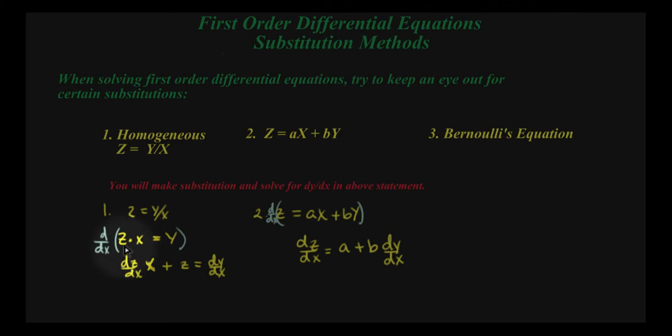Product rule says derive z first times x with no change plus the derivative of x is 1. You don't need the dx, they cancel out. And then times the z with no change equals 1 times the derivative of y with respect to x. Here, this is just straight derivatives. You don't need the dx. Here, you do need the dy dx.